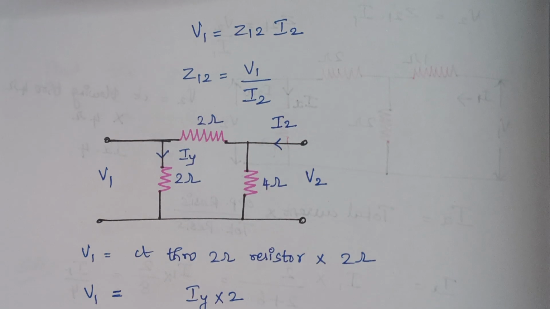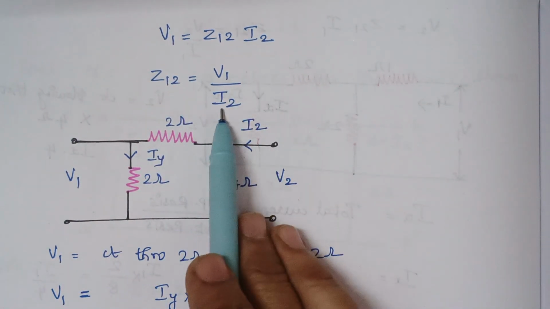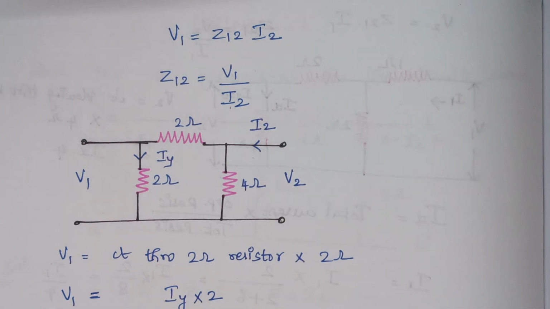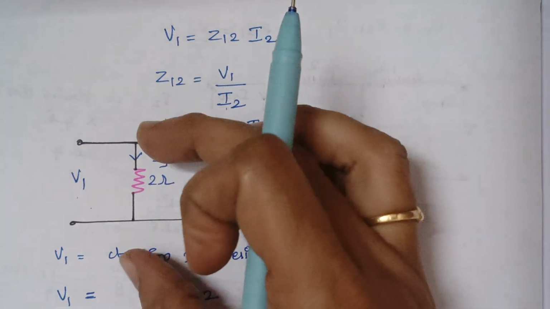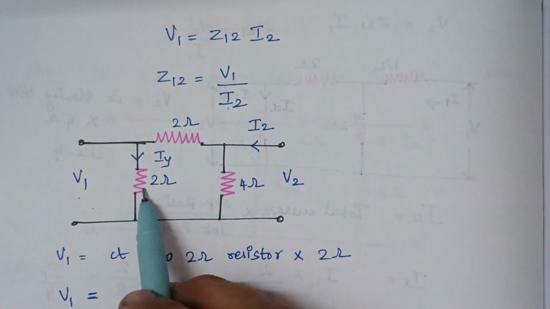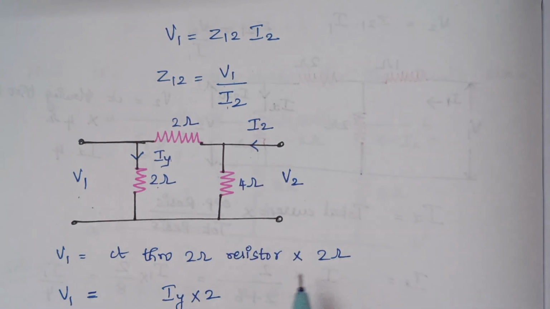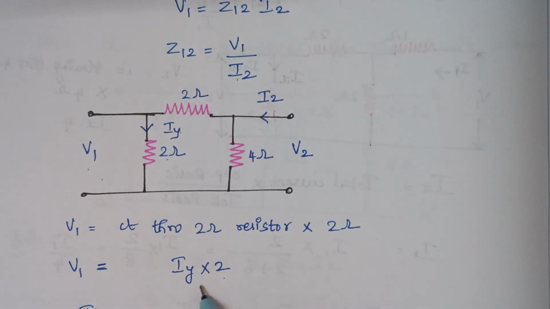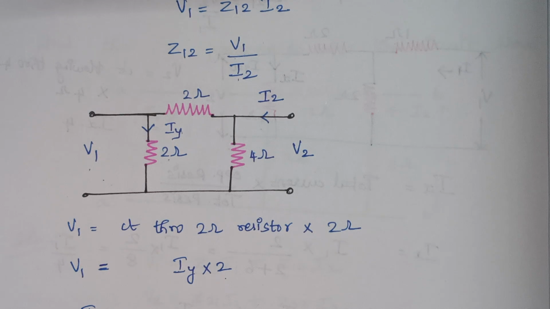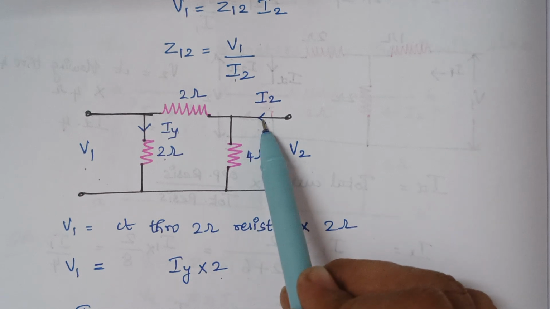Right. And here to find the value of Z12, which is nothing but V1 by I2, again the same case and same scenario. So what is the value of V1? V1 is nothing but the voltage across this 2 ohm. So let IY be the current that flows through this 2 ohm. Therefore V1 is nothing but IY into 2, that is I into R. So how to find the value of IY? Again by using the current division rule. Here the total current is I2 and current flowing through the opposite resistance.